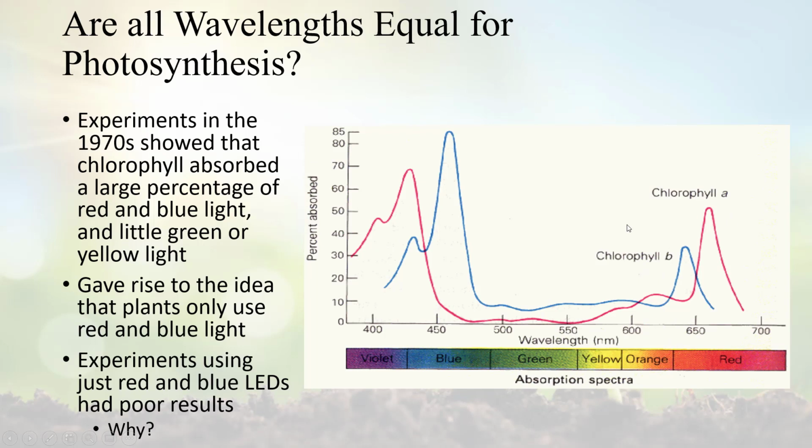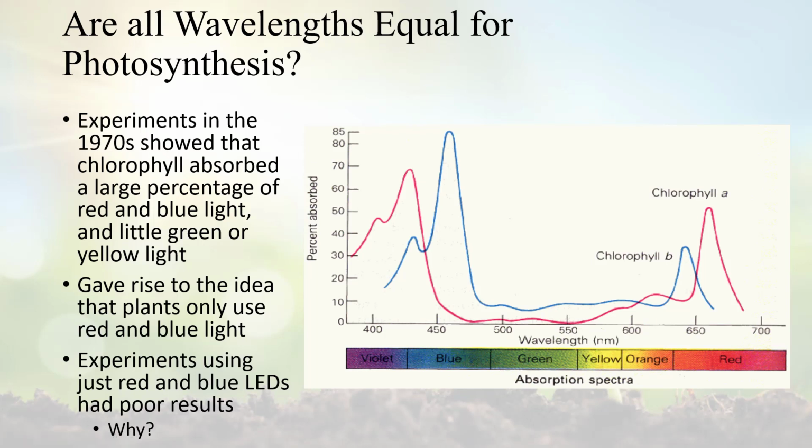Now, this gave rise to the idea that plants only really use red and blue light for photosynthesis, and they don't really need green or yellow light or these other spectra of light. And when we developed LEDs, we started growing plants under just red light or blue light or a combination of red and blue, and they didn't have the best results.